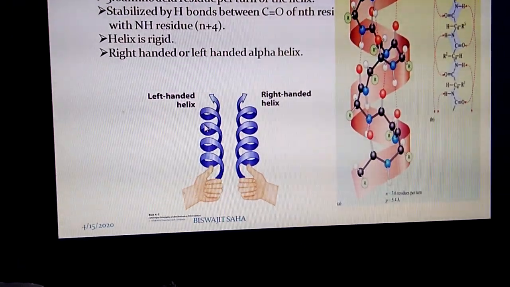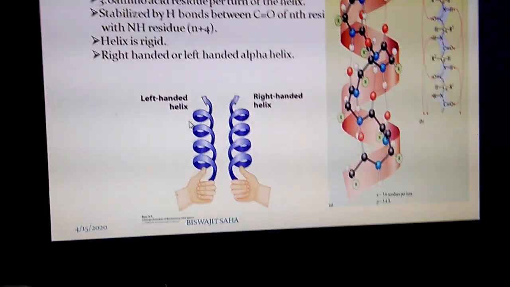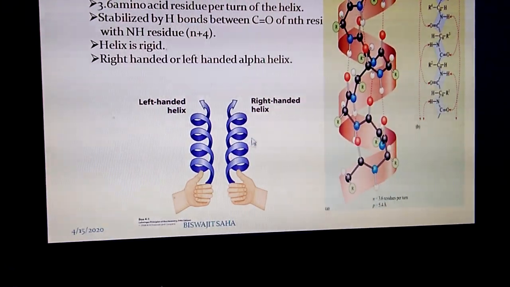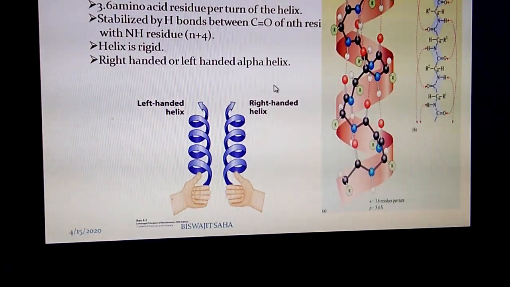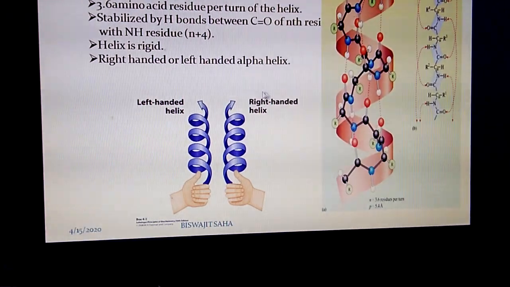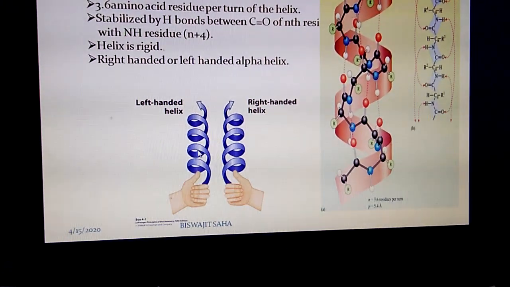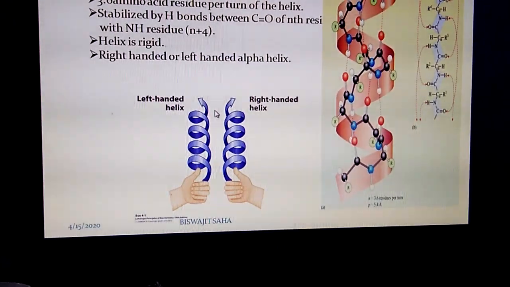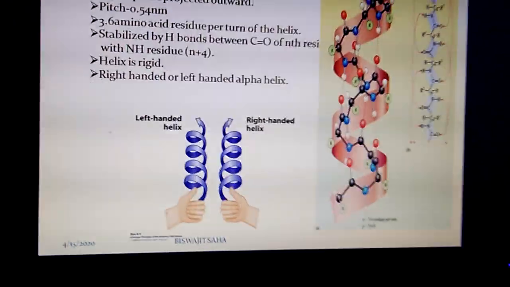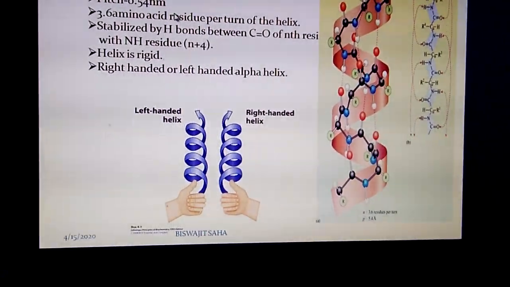The left-handed means it is an anti-clockwise rotation. We can see this is the anti-clockwise rotation, and if it is right-handed, this is the clockwise rotation. So both left-handed and right-handed alpha helices can be found in proteins, but in most cases right-handed alpha helices are predominantly found. Left-handed alpha helices are generally not found. The distance between two turns of the helix is known as the pitch. The pitch is about 0.54 nanometer. You have to remember this value.